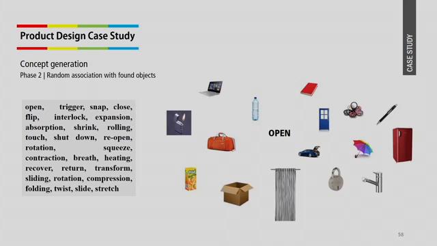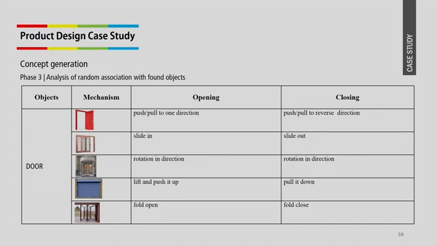Then in the second phase, with those keywords we randomly associated different kinds of products around us. For example, open. So, how can we open a bag, how can we open a lock, how can we open a fridge, how can we open a door. This was noted down in a table form.